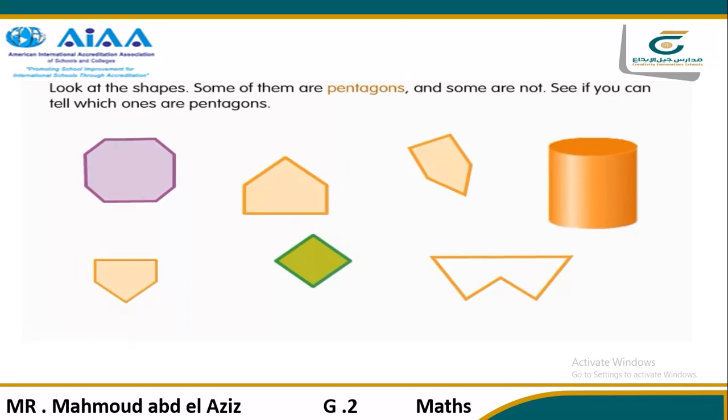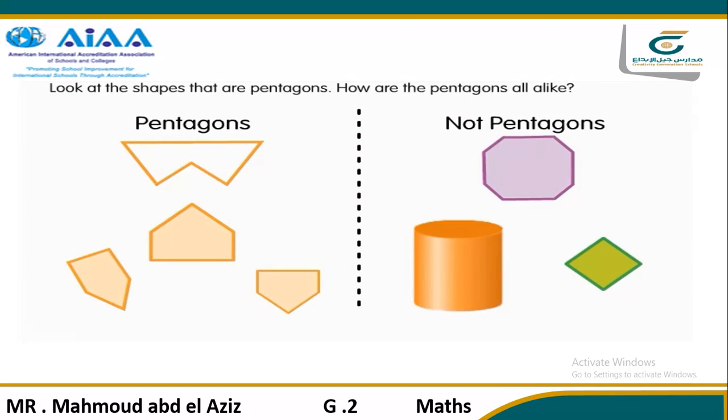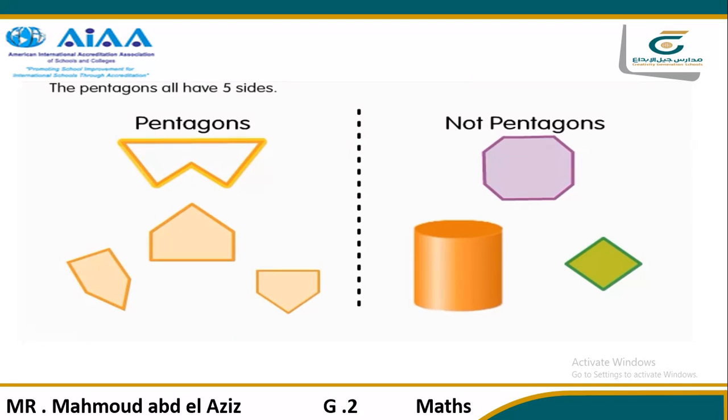Look at the shapes. Some of them are pentagons and some are not. See if you can tell which ones are pentagons. Look at the shapes that are pentagons. How are the pentagons all alike? The pentagons all have 5 sides. The pentagons all have 5 vertices. The pentagons all have 5 angles.